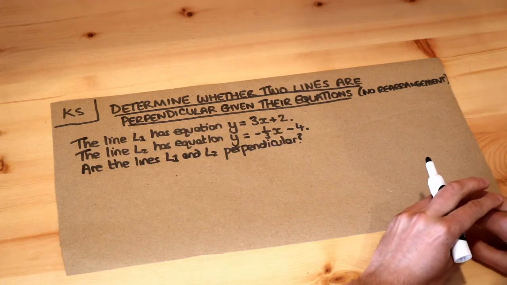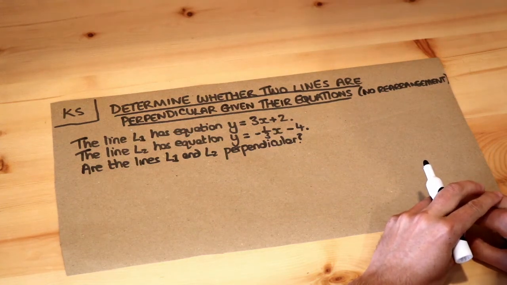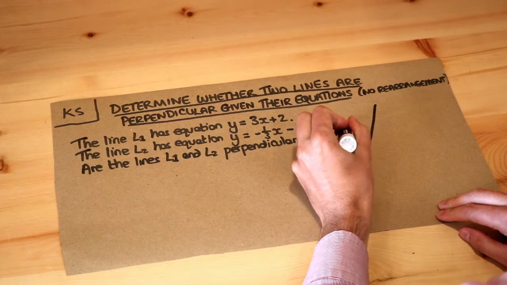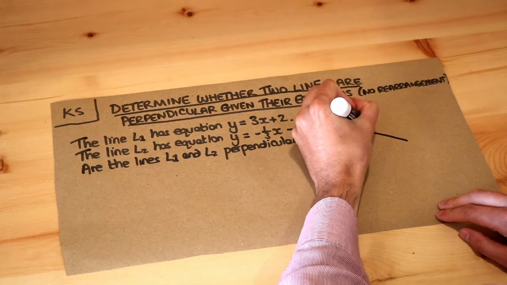Hello, and welcome to this Dr. Osmas key skill video on determining whether two lines are perpendicular given their equations. Now let's draw two lines which are perpendicular. And remember, perpendicular means that the lines are at right angles to each other.